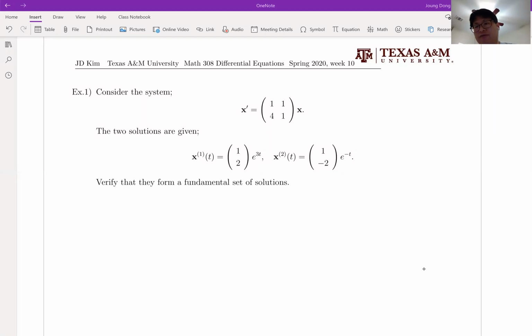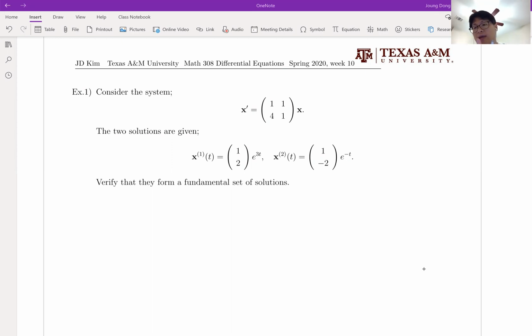It's the same thing in matrix solutions as well. So in this problem, x1 and x2 are given. Then we're going to calculate the Wronskian, which in matrix form is exactly the same as the determinant, right? And we're going to check that it's not equal to 0. Then we can say x1 and x2 form a fundamental set of solutions.